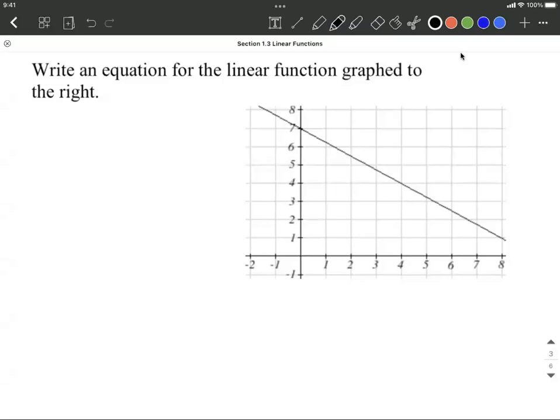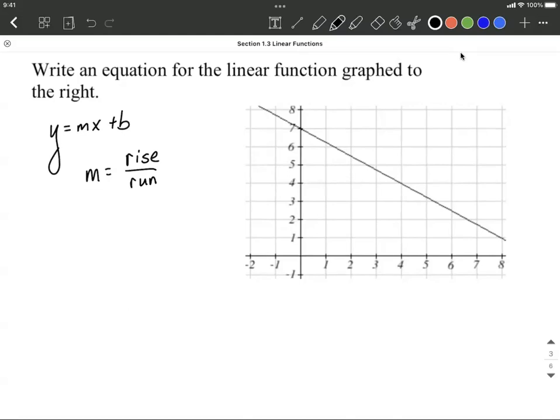Okay, let's try to find the equation for this linear function that's graphed on the right-hand side. To do so, we need two components. Basically, I'm going to think of this as y equals mx plus b. The two components we need are the slope, m, and in this case we could pick out two ordered pairs and use the slope formula, but because we have a graph, I'm going to visualize it as rise over run, a comparison of the change in y values to the change in x values.